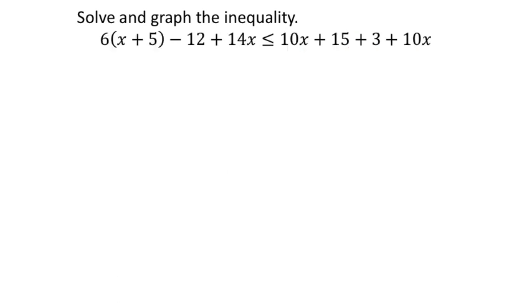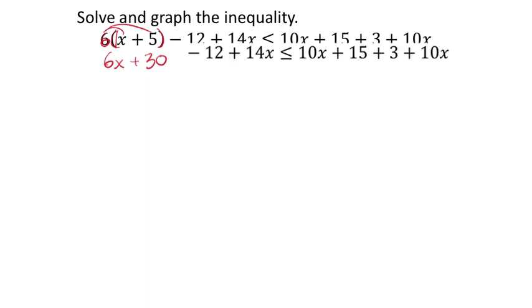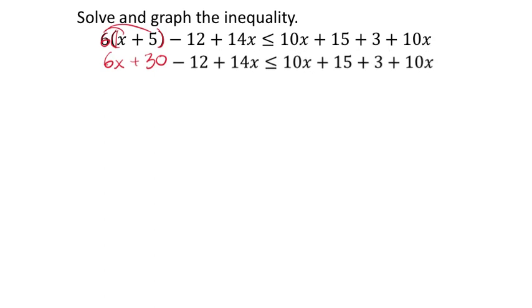I do see, once again, that I have some parentheses, so I'm expecting some distribution with the 6. So that'd be 6 times 1x's, which would be 6x's, and then also 6 times 5, which would be positive 30. Nothing else changes. Let's see if I can copy this correctly. Looks pretty good. All right, so my new inequality after the distribution, 6x plus 30 minus 12 plus 14x, is less than or equal to 10x plus 15 plus 3 plus 10x.